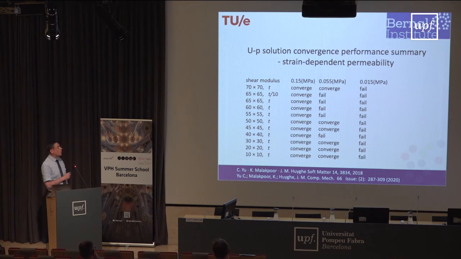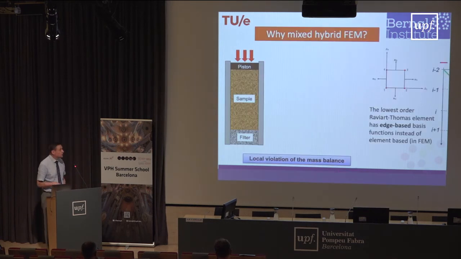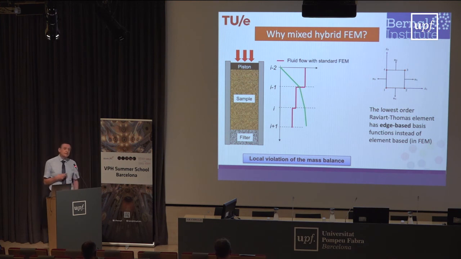Now, the question is, why is that so? And can we do something about it? The trouble is that you cannot do something about it inside Abaqus or inside ANSYS or whatever package, because you have to be able to look inside. And so what we did, we first analyzed very carefully why the problem comes up. And what we found is that one of the key issues here is what is called local violation of mass balance.